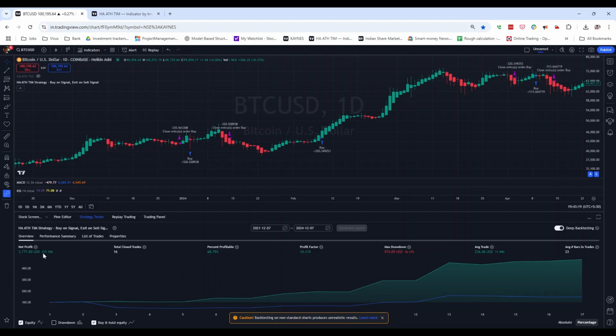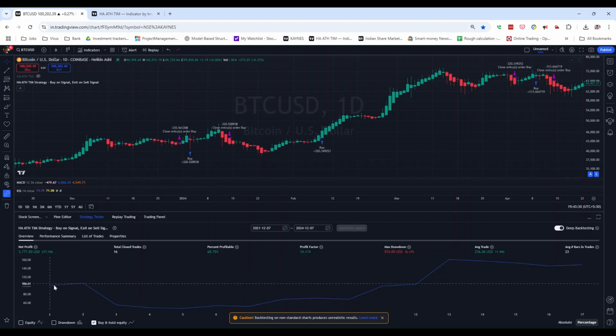So you can see the performance of the indicator. For the last 3 years, Bitcoin has moved up and down. For example, here you see, if you had invested 100 USD, you would see a drawdown of maybe more than 50 percent, and then after 3 years it ended around 47 percent.